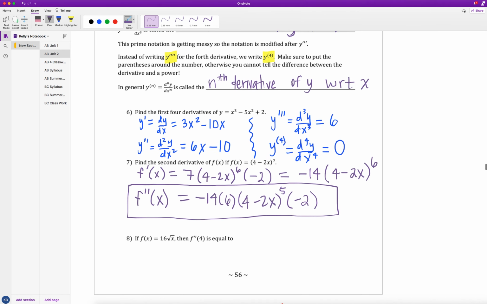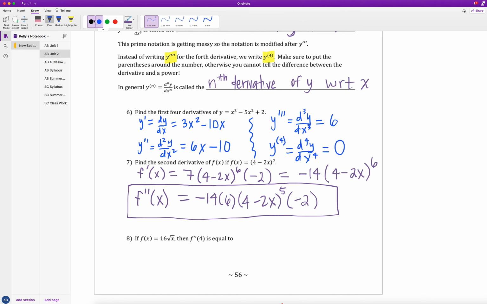Now let's look at one more example on this page. So this example is going to combine kind of the two main things we've talked about. We have a function. They're saying f of x is equal to 16 times the square root of x, and they want us to find f double prime at 4. So we're finding a second derivative, but then they want us to evaluate that at x equals 4. So we're going to combine these first two concepts in this video.